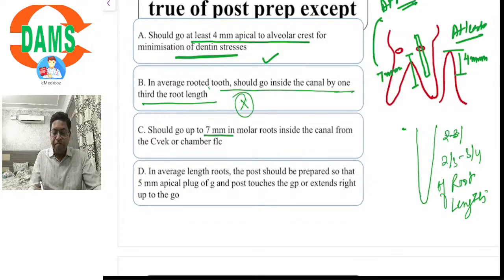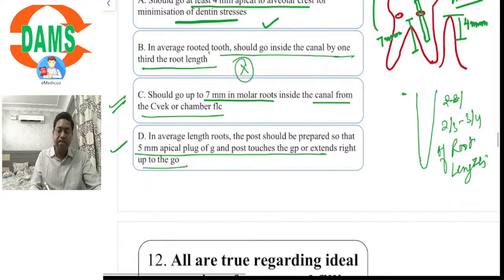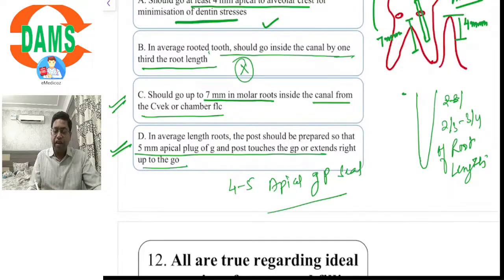Should go up to 7 millimeter in molar roots inside the canal from the chamber floor. This we have already seen. The length of the post below the root canal orifice should be 7 millimeter. This option is also correct. In average length roots, the post should be prepared so that 5 millimeter apical plug of gutta-percha remains inside the root canal. Yes, 4 to 5 millimeter apical gutta-percha seal should be there. Okay, and if these are given as separate options, 5 millimeter. So this option B is not correct and is the answer here.